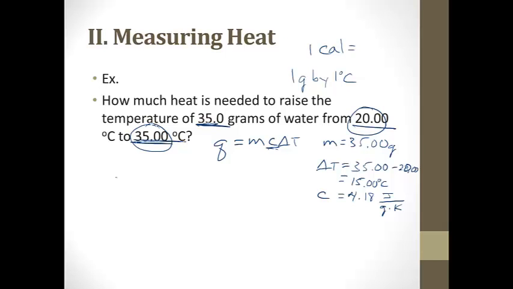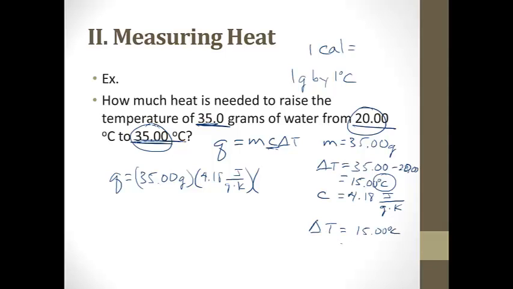So plug our numbers in. Q is equal to M, 35.00 grams, times C, 4.18 joules over grams times Kelvin, and delta T. Notice the units here are in degrees C. But if I do a change in temperature, if delta T is equal to 15.00 degrees Celsius, it's also equal to 15.00 Kelvin. Why? Because the change on the Celsius scale is the exact same as it is on the Kelvin scale. So a change of 15 degrees Celsius is also equal to 15.00 Kelvin. Units cancel out, grams cancel out, and you can complete the calculation.